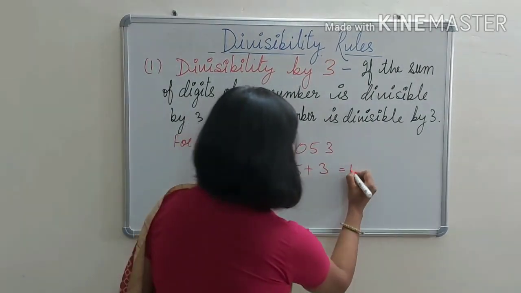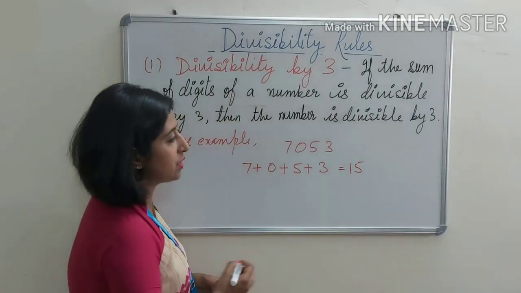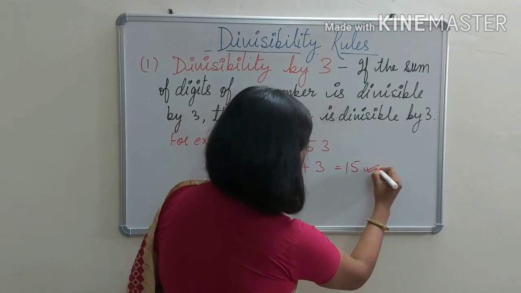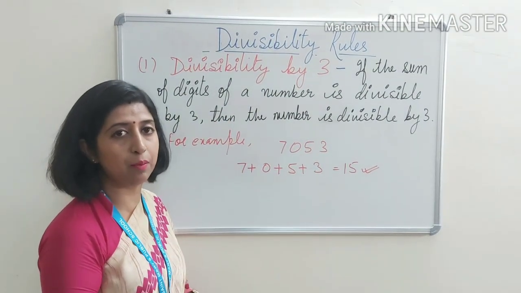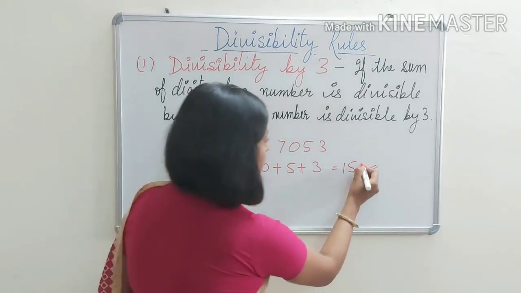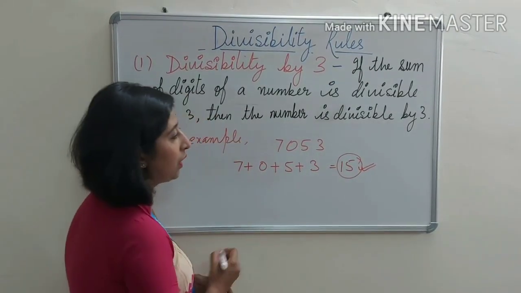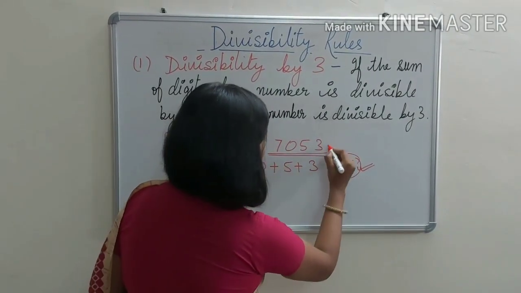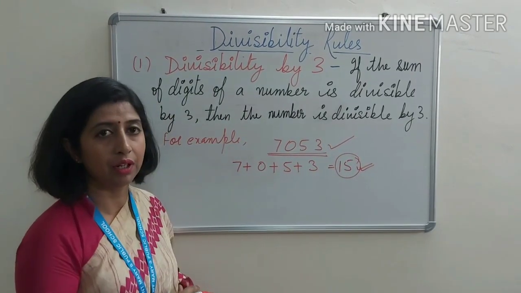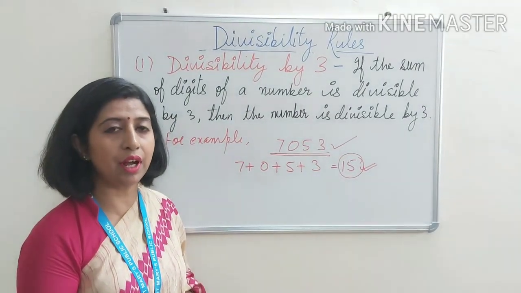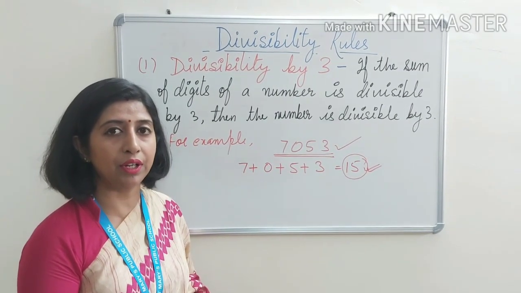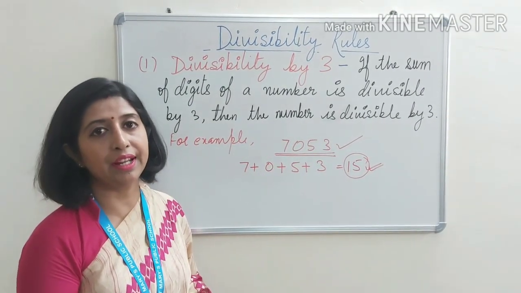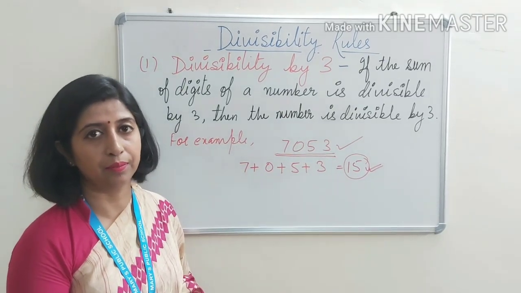We will get 15. Now you can see that this 15 is coming in 3's table, means 15 is divisible by 3. If this number is divisible by 3, then this whole number is divisible by 3. This is very simple to find out whether a number is divisible by 3 without performing any actual division.